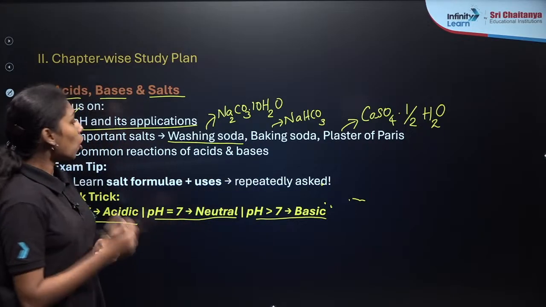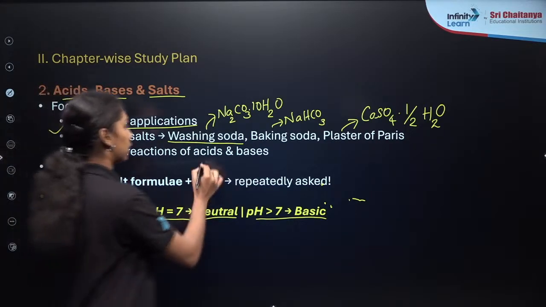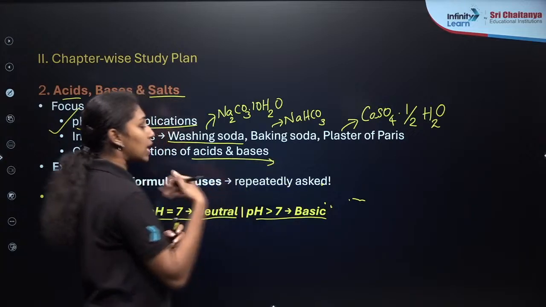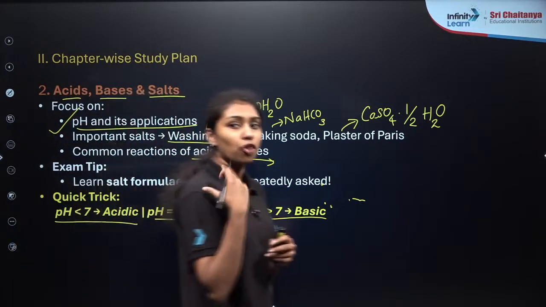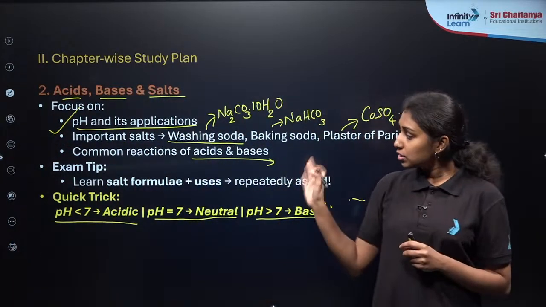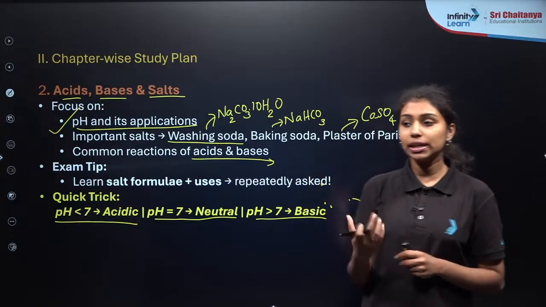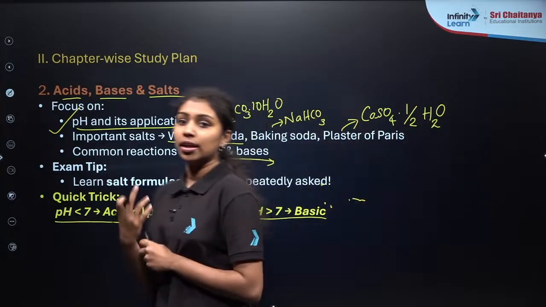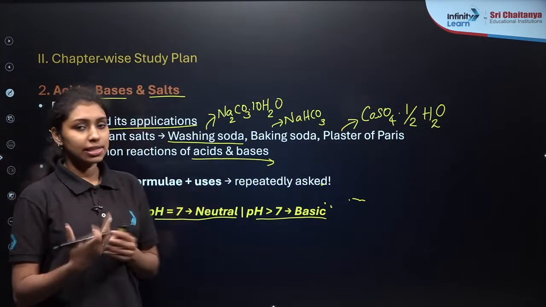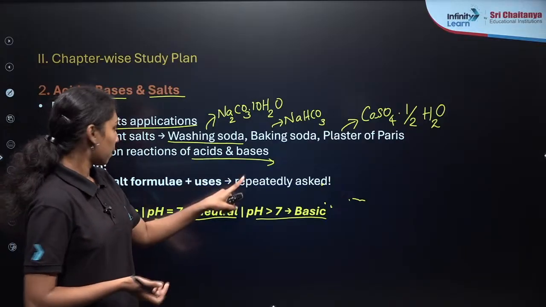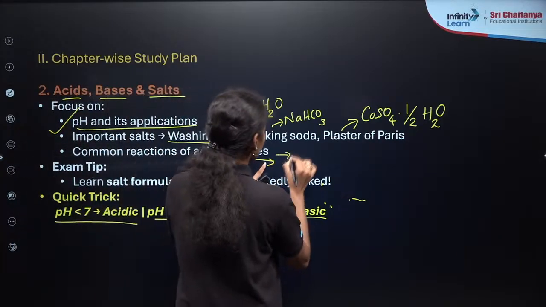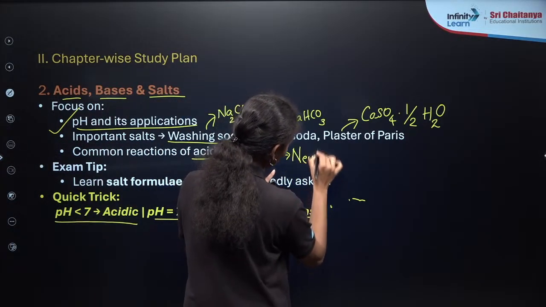Now the next one is the common reactions of acids and bases, right? We have already studied that when acids and bases react with each other, they form salts and so on, right? Depending upon the acids and bases, they form the corresponding salts. They have the nature of being acidic, basic or neutral, right? That is also very important. Salt formation, especially in the case of neutralization reaction.